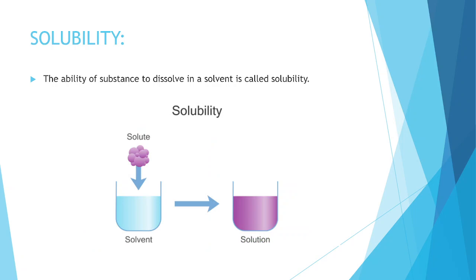So these are the images to represent the solubility. In the first image, we have taken solvent in the beaker, in which we are adding the solute. After the solubilization, in the second beaker you can see that the solute is completely miscible with the solvent. It is dissolved in that solvent. So now it is converted into a solution.